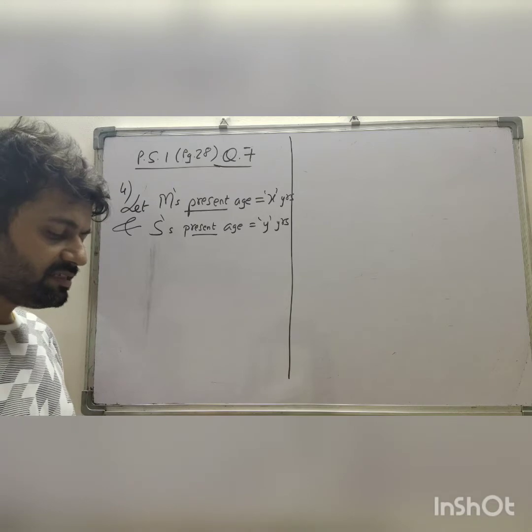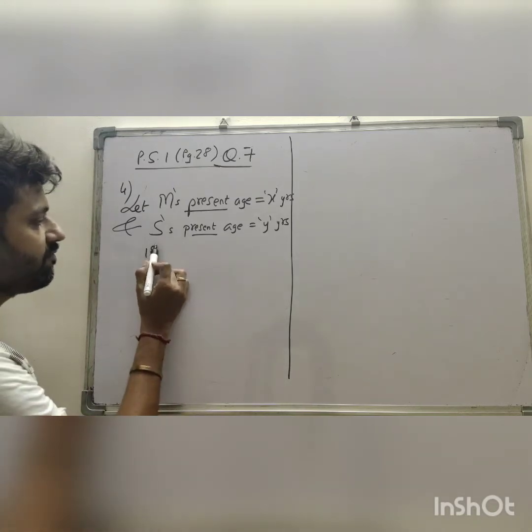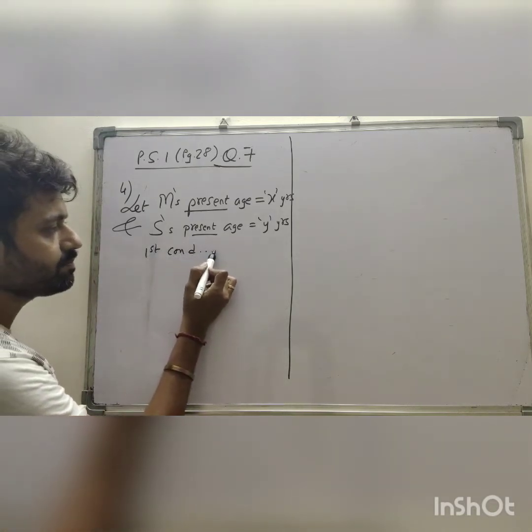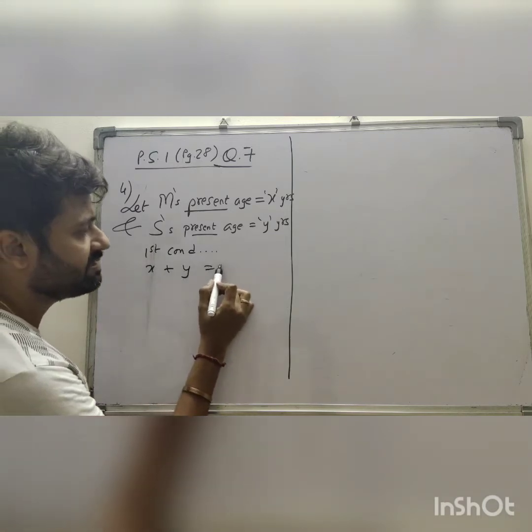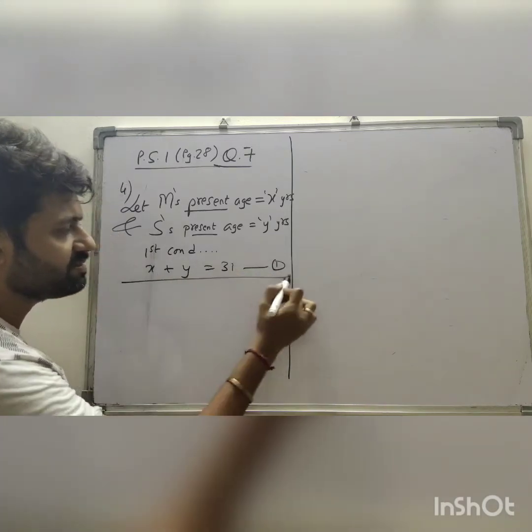The sum of their ages is 31. The first condition says that the sum of their ages is 31. It's very simple.